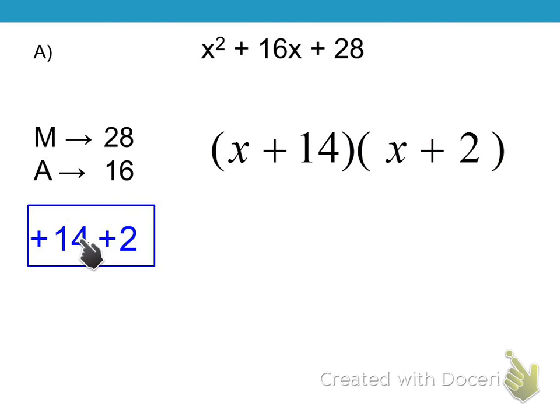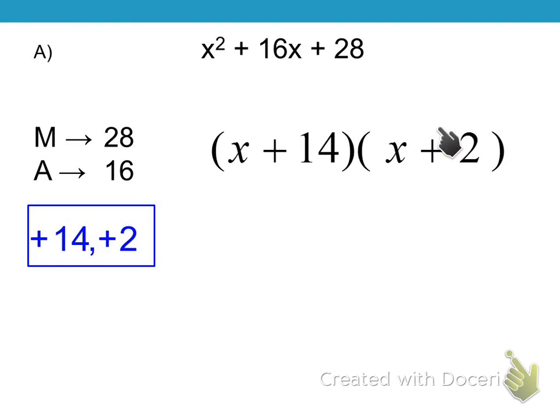You take these two numbers and you write them in parentheses with an x. You use those numbers to form two binomials, okay? So if you have 14 and 2, you need to write it as x plus 14, x plus 2, both positive. Remember, to factor means to rewrite as a multiplication problem. So here is our multiplication problem, okay?